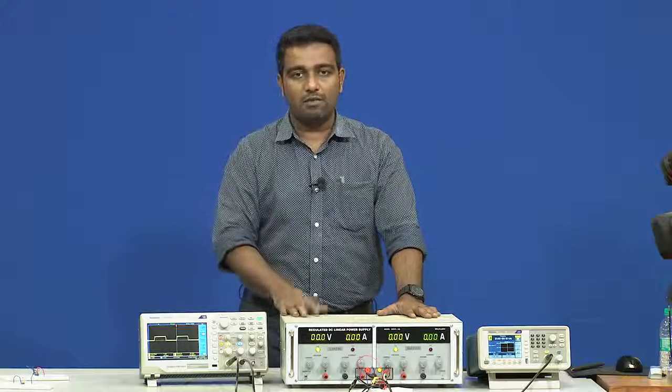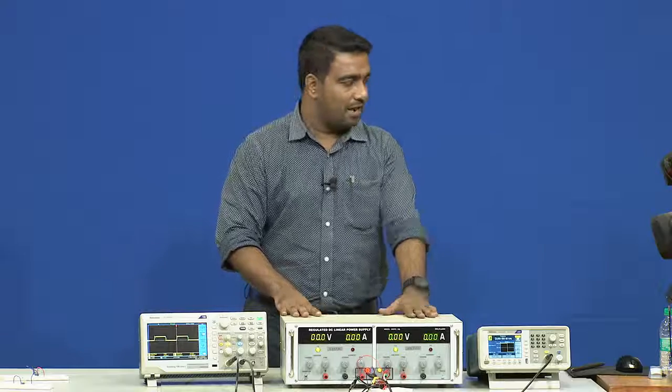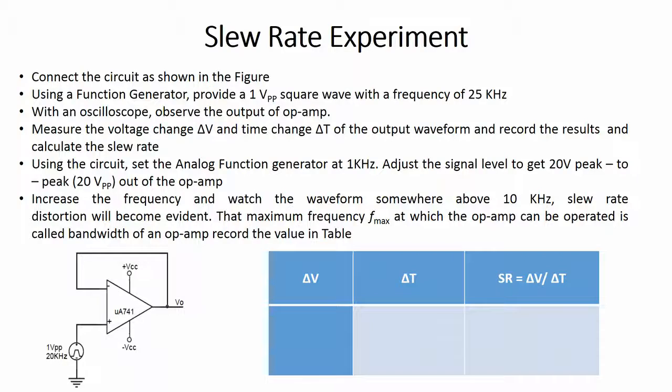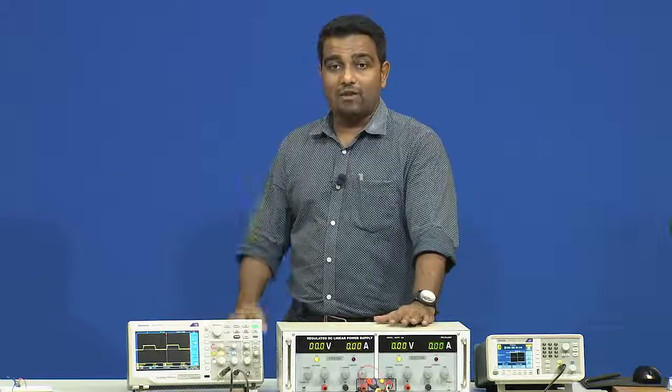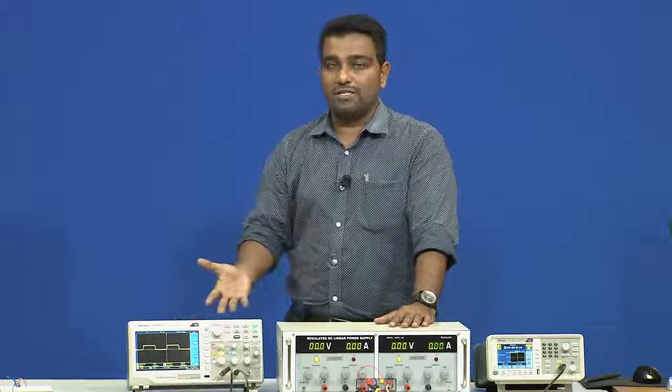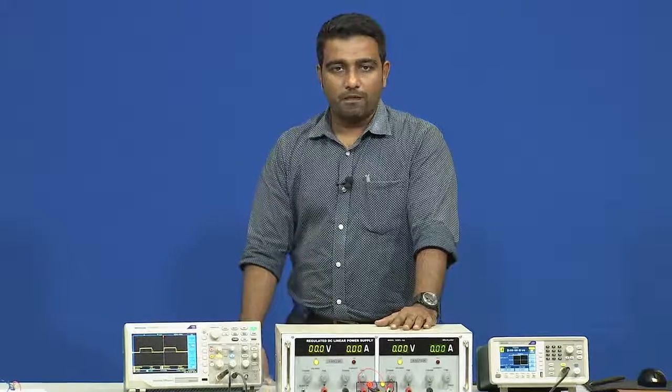Now, one thing, if you remember, in the slide we have said that on increasing the frequency and watching the waveform, somewhere about 10 kilohertz slew rate distortion will become evident. So, let us do that experiment. Let us bring the frequency low and let us increase it slowly, and you will see the change on the oscilloscope. Alright, can you please do that?